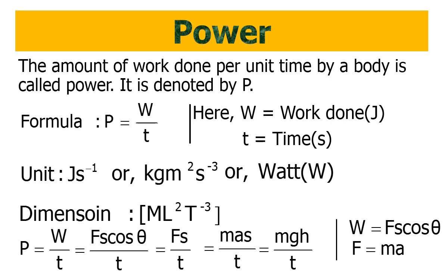Let us consider two persons doing the same amount of work, but they take different times. If the first person takes more time than the second person to lift some amount of weight, in that case the power of the second person will be more than the first person, since the second person takes less time. In that case, the power depends only on time, because here the work done is the same.